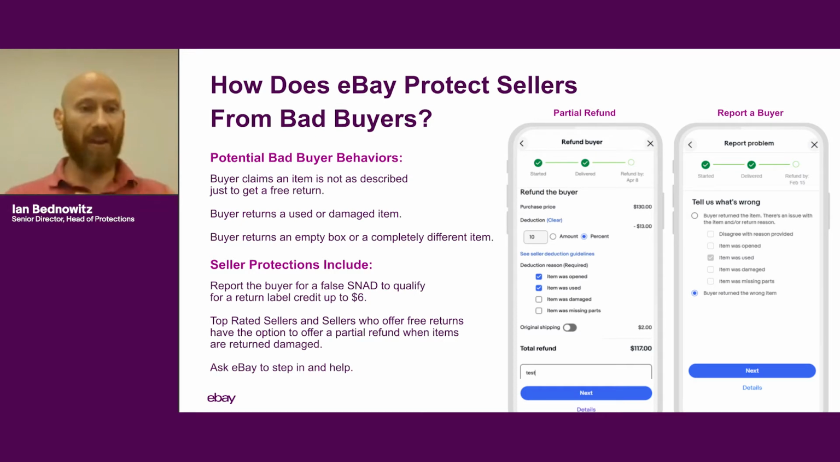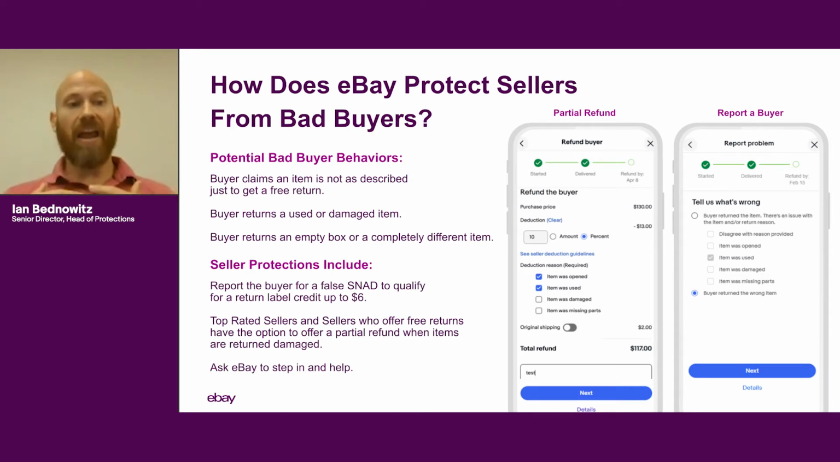So you won't have to pay for the return shipping on that item. Now, if you're a top rated seller or you offer free returns, you have access to the partial refund tool, which is also there on the right, which means if you get a damaged item or you get a different item, you don't have to give the buyer back their full refund. You can withhold up to 50% of that item value.